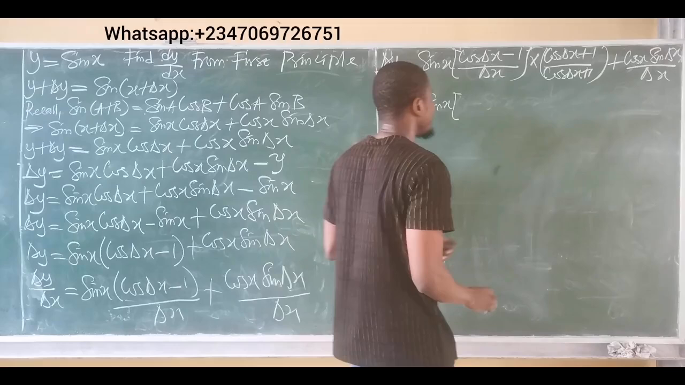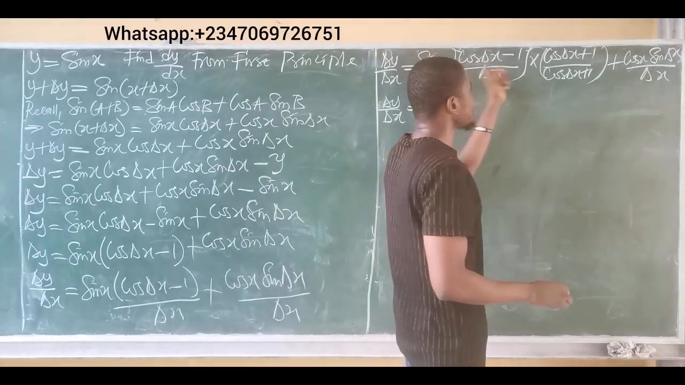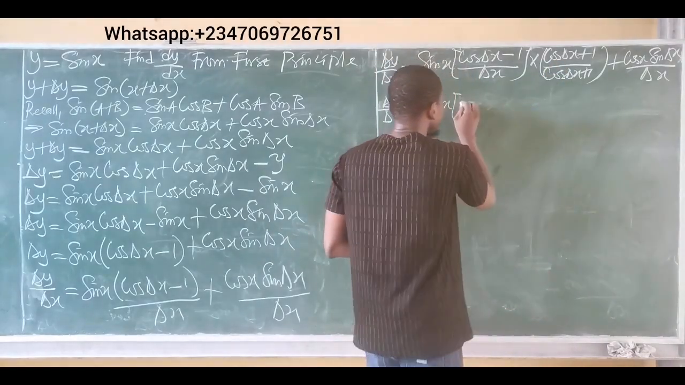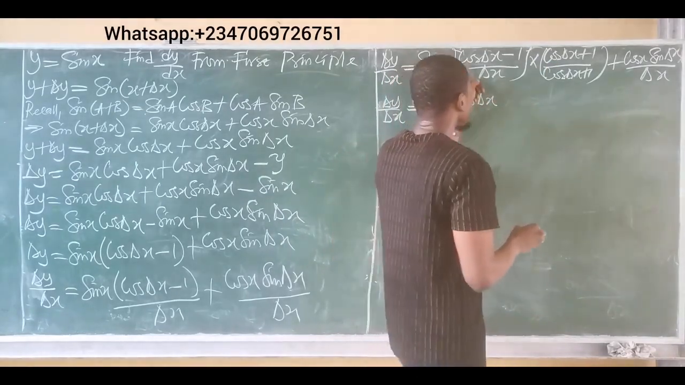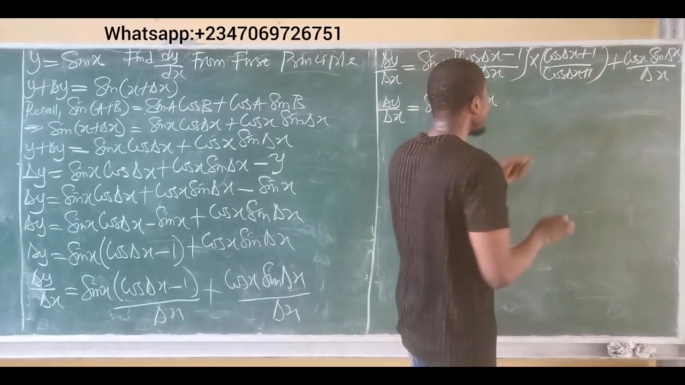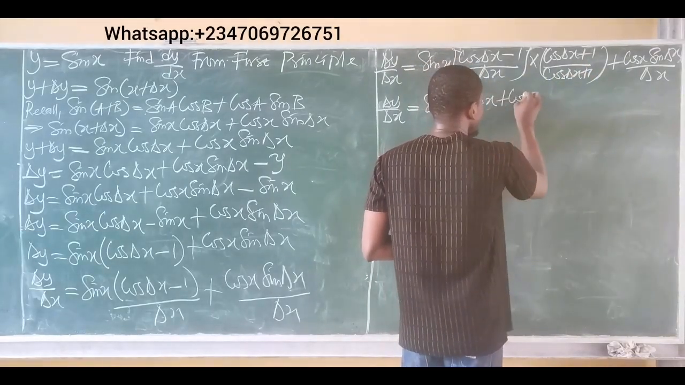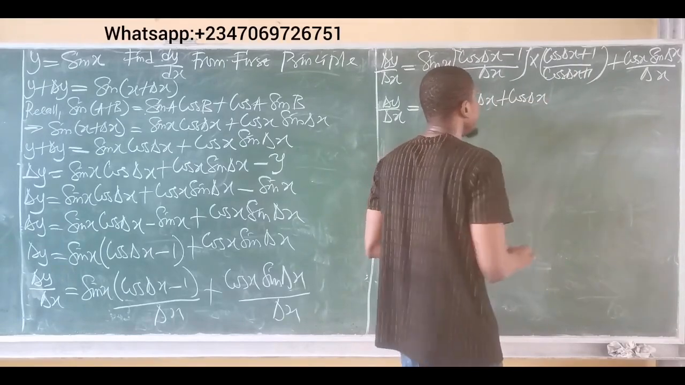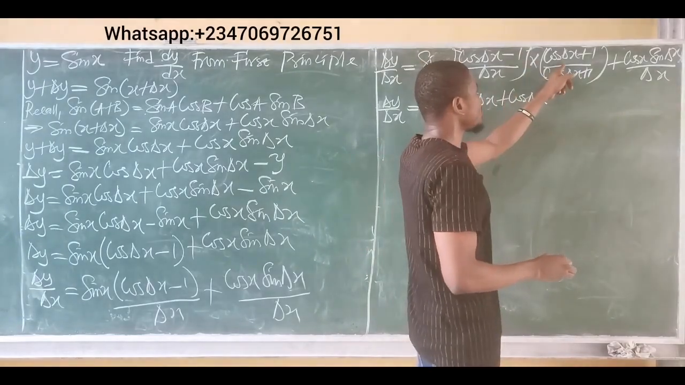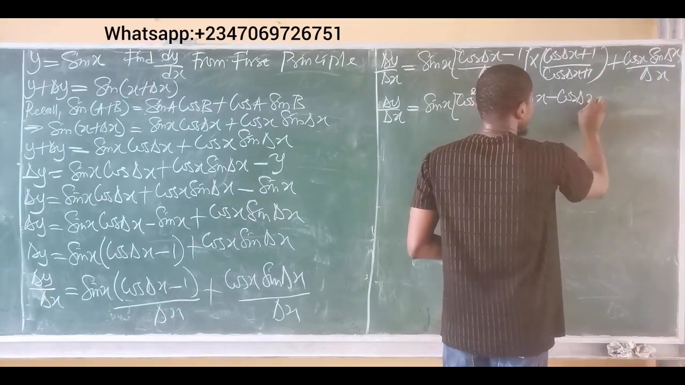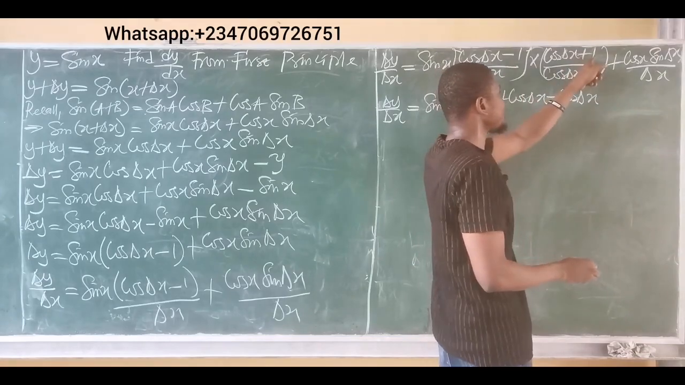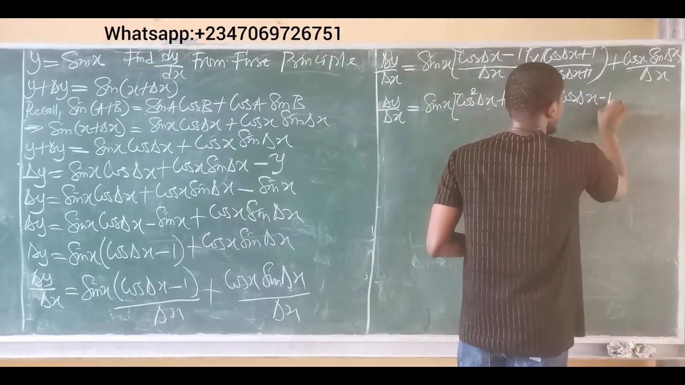Now let's expand this bracket. Cos change in x multiplies cos change in x, that gives us cos squared change in x. Again, cos change in x multiplies plus 1, that gives me plus cos change in x. Similarly, negative 1 multiplies cos change in x, that gives me negative cos change in x, and negative 1 multiplies plus 1, that gives me negative 1.